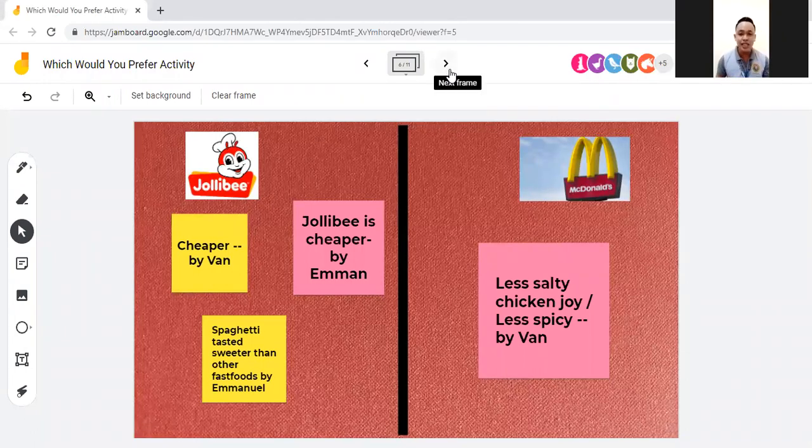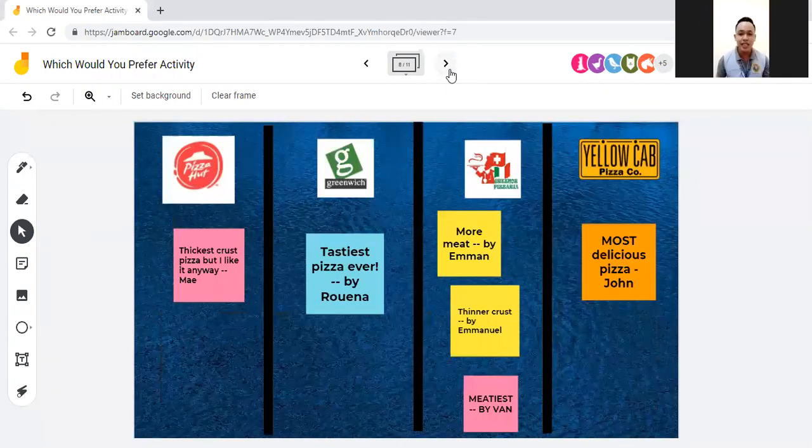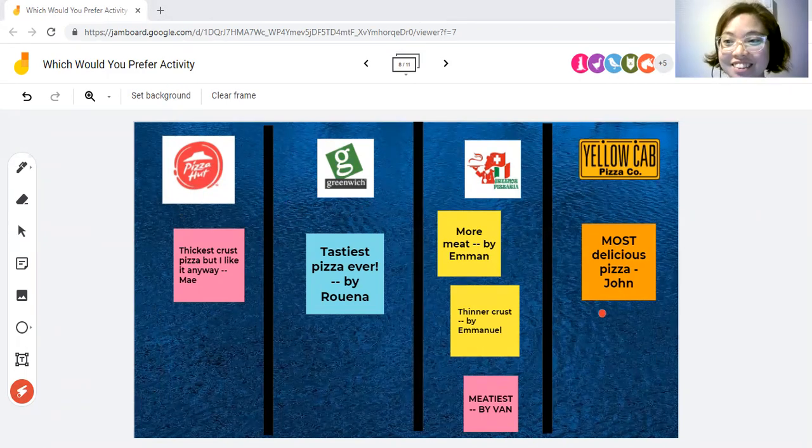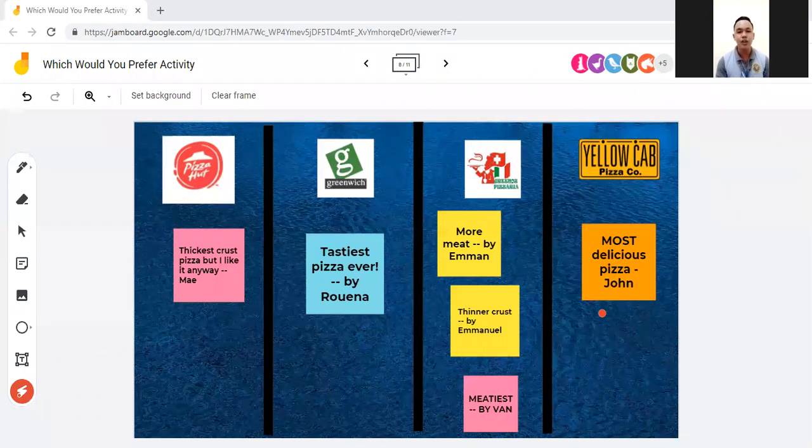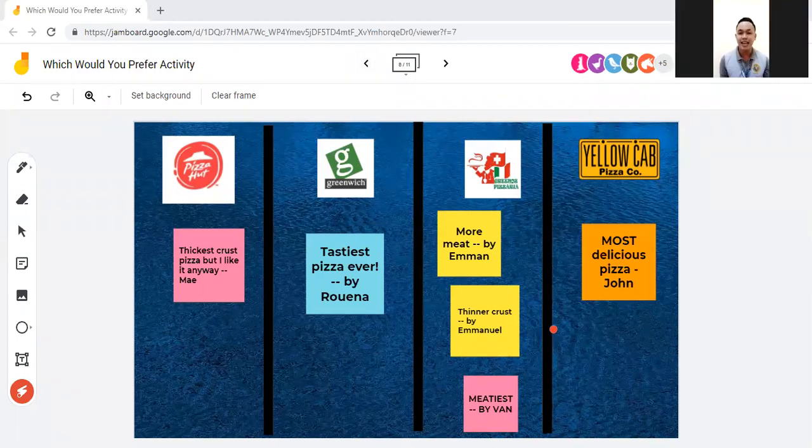Okay, very good. Now let's proceed to the last set of pictures, which is about the pizza. There are four, and then you chose only one. Can you tell me which among these words are the adjectives you actually use? Thickest, tastiest. Thinner. Very good. Tastiest, thinner. What else? Meatiest. Okay, very good. What else?